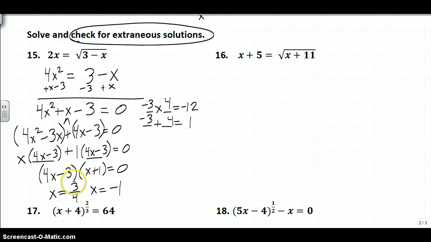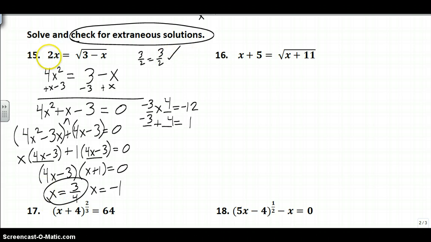Now, you have to check these back into the original problem. Okay. It might seem weird to try the fraction, but that's okay. 2 times 3/4 is 3/2. That'd be that. Equals the square root of 3 minus 3/4. Well, that would be, what, 12/4 minus 3/4, so 9/4. And the square root of 9/4 is 3/2. So that one checks out.